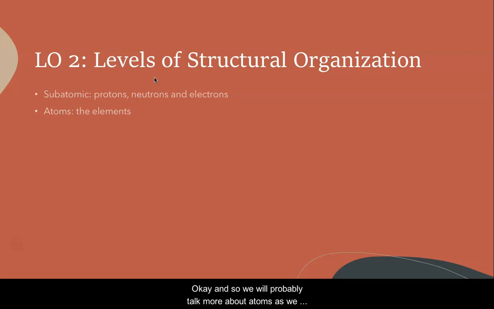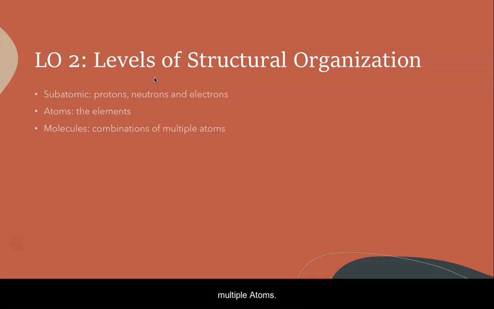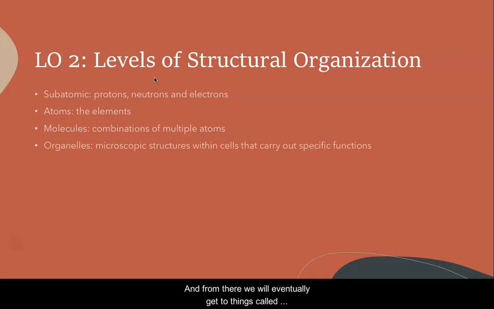Okay, and so we'll probably talk more about atoms as we go on in this lecture, but those are the first two levels. From atoms, we go on to molecules, which are combinations of multiple atoms. And from there, we will eventually get to things called organelles, which are microscopic structures within cells that carry out specific functions. So you can think of organs, and then you can think of organelles, and they're kind of like the organs of the cells. Think of it that way.